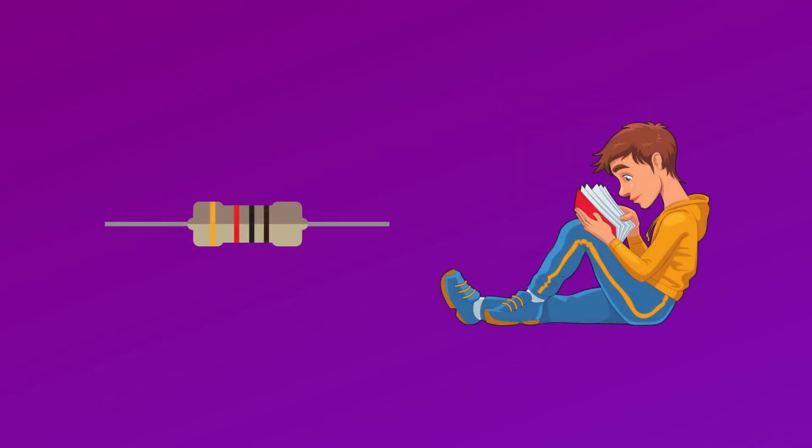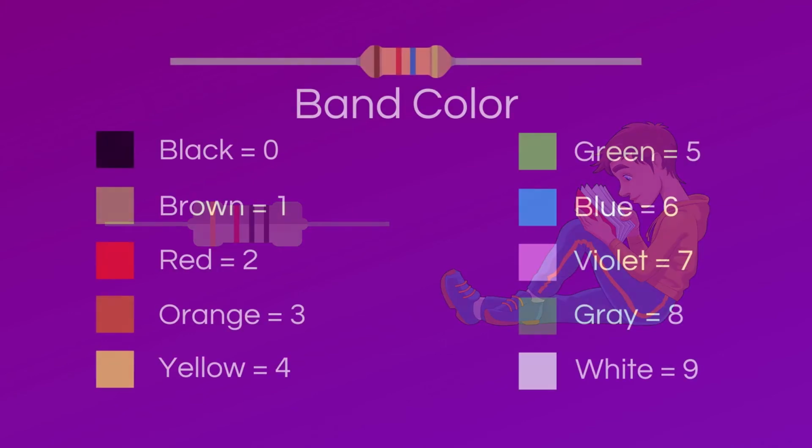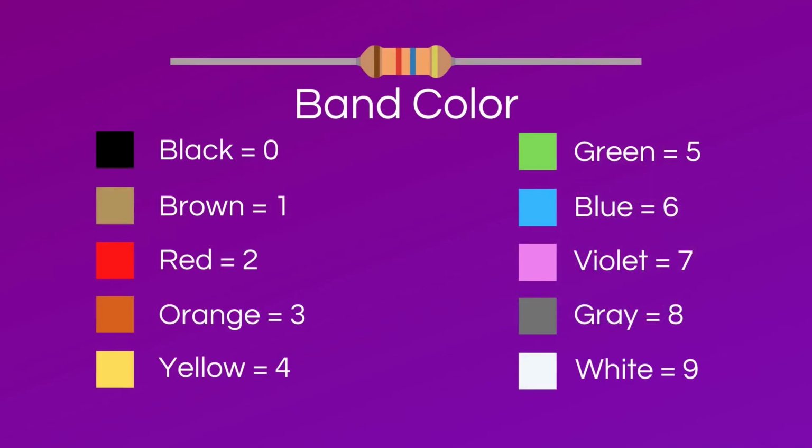These upcoming slides will teach you how to identify the resistor value just by looking at it. Each band has a color, and each color has a numerical value associated with it. Here's how it works. Black equals 0, brown equals 1, red equals 2, orange equals 3, yellow equals 4, green equals 5, blue equals 6, violet equals 7, gray equals 8, and white equals 9.